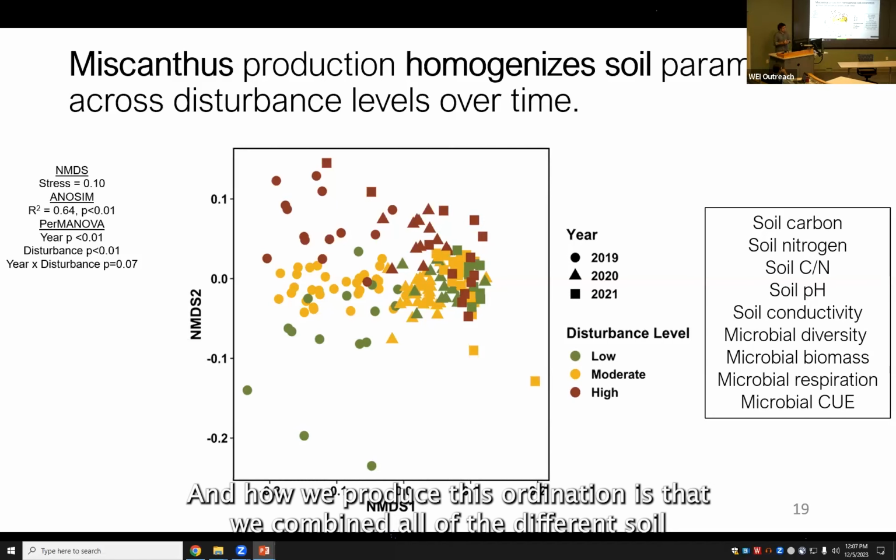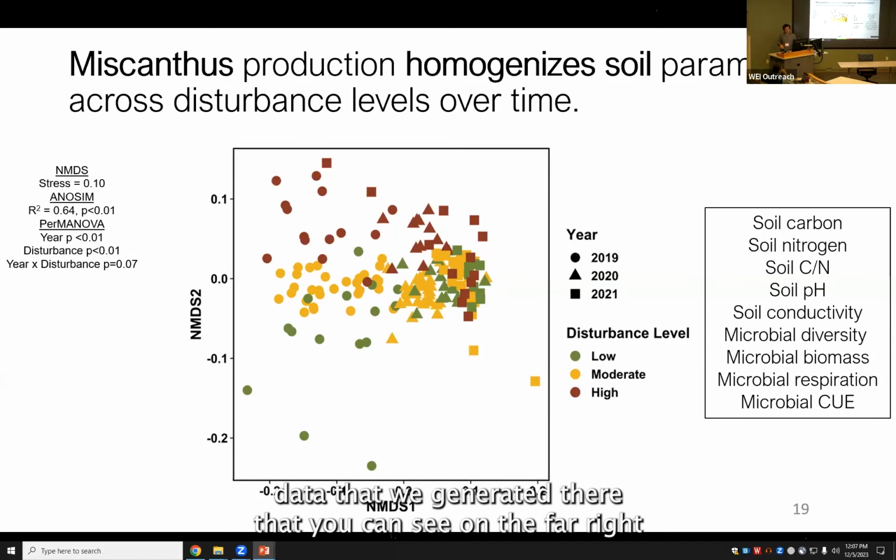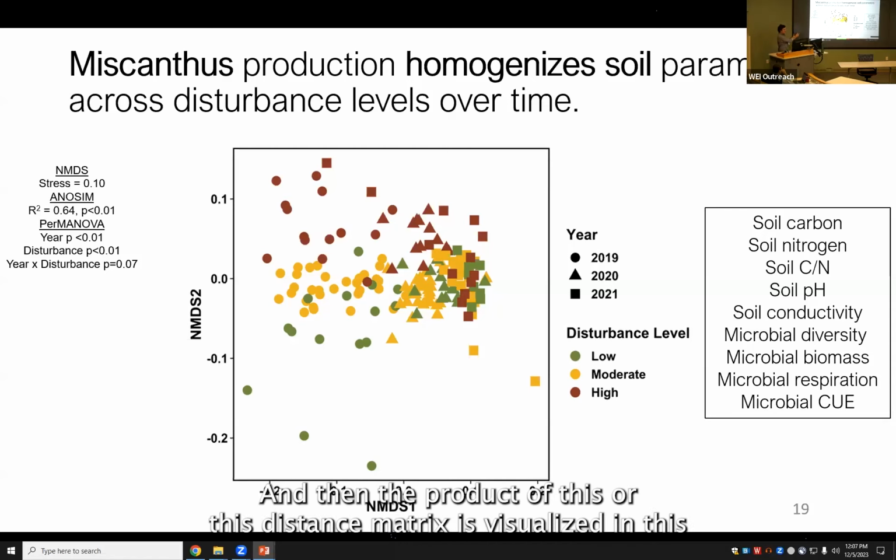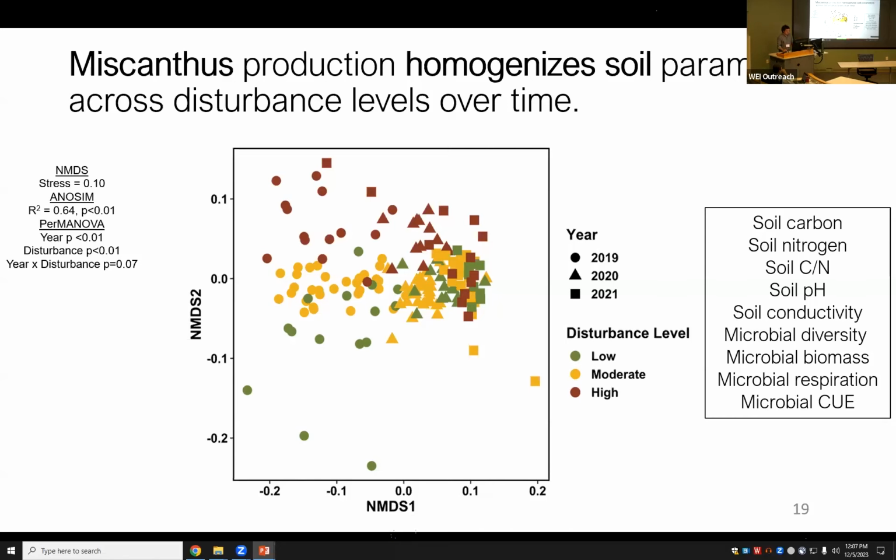And how we produce this ordination is that we combined all of the different soil data that we generated there that you can see on the far right, calculated a distance matrix, and then the product of this distance matrix is visualized in this plot here.